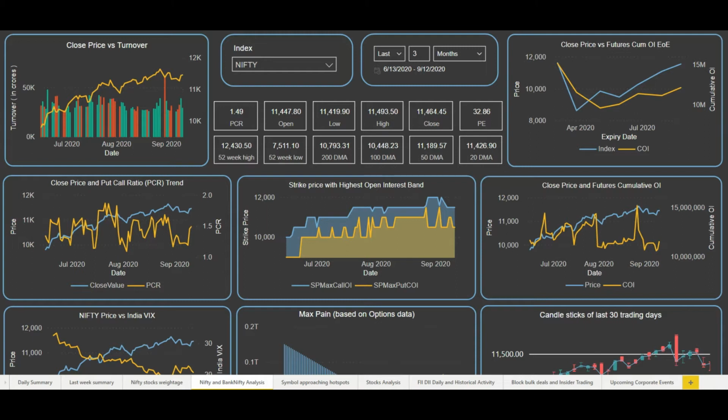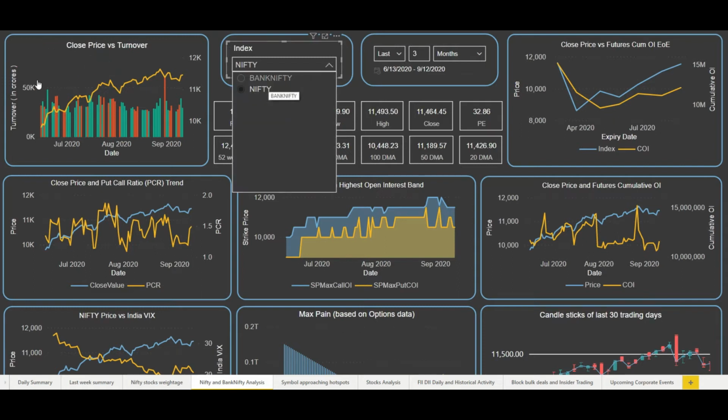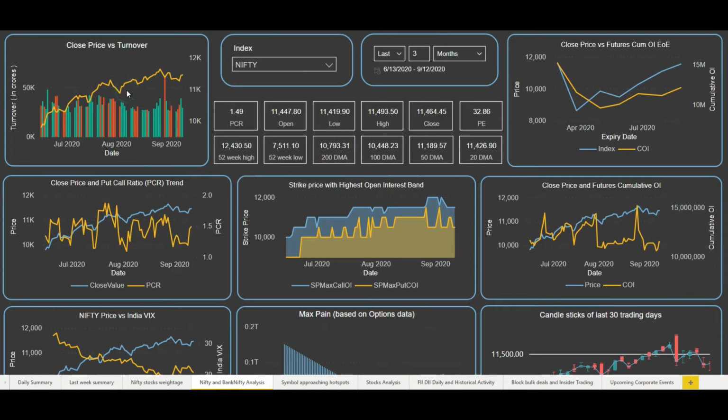As you can see on the top, we have one filter which is the index. You can select the Nifty or Bank Nifty, either of the indexes, and then we have a time filter. By default we are showing the data for 3 months, but you can show the data up to 6 months. Now let's start with the top right filter.